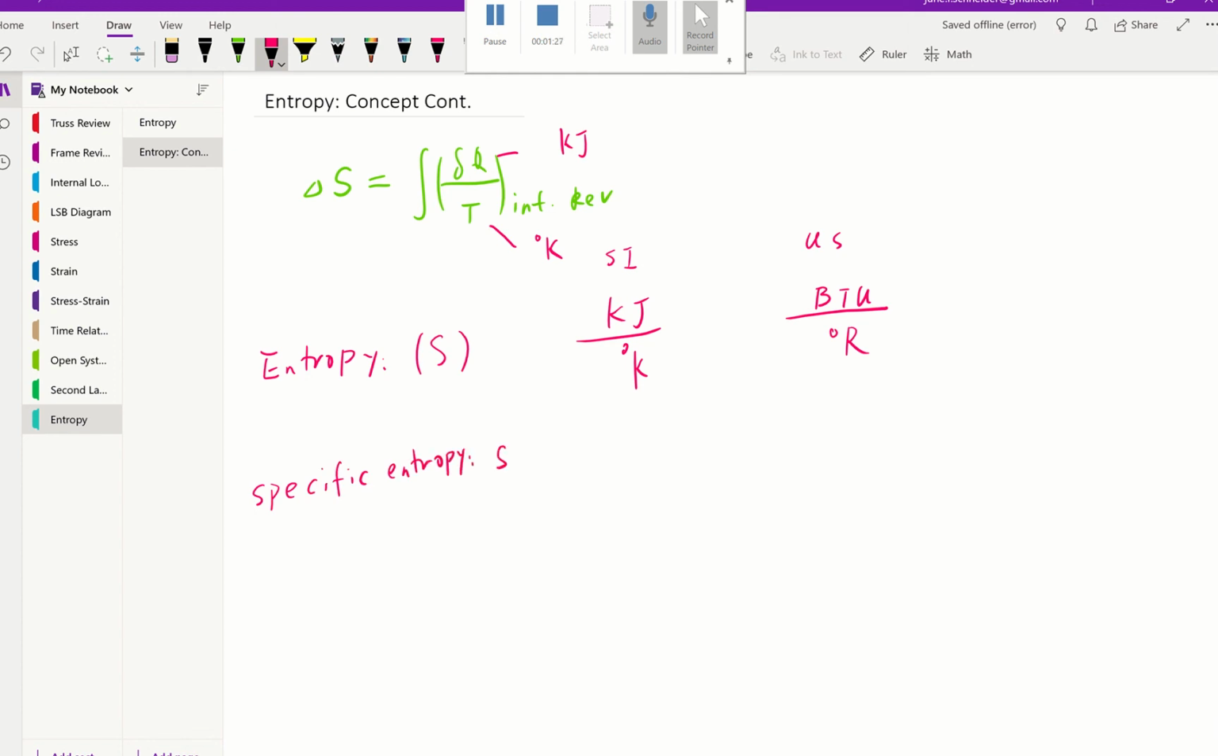Then that's called a small s. So the unit will be kilojoule per kilogram, divided by mass in kilograms. For the US system it will be BTU per pound mass, then over Rankine. So that's the unit for our entropy, big S, and small s, which is specific entropy.